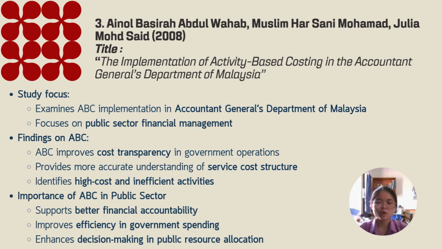In conclusion, one of the advantages of ABC is that it provides more accurate cost information than the traditional costing system. ABC reduces cost distortions by allocating overhead costs based on the actual activities and resource consumption. These three Malaysian journal articles clearly demonstrate that ABC improves costing accuracy, operational efficiency, profitability analysis, and managerial decision making in Malaysian companies and industries.